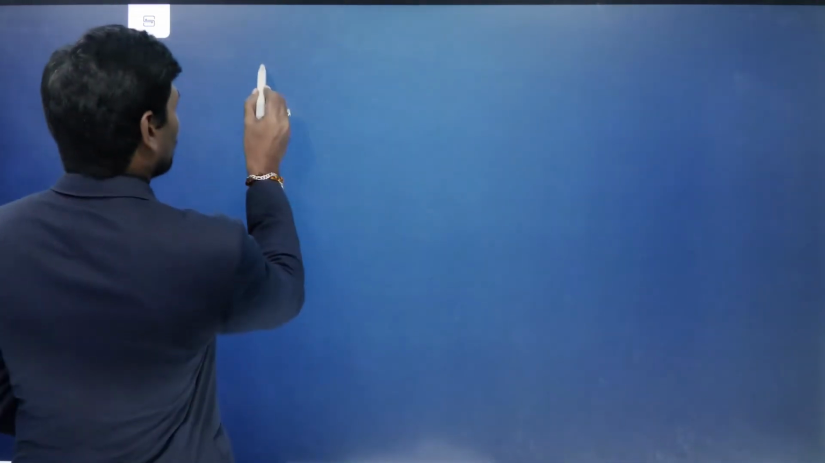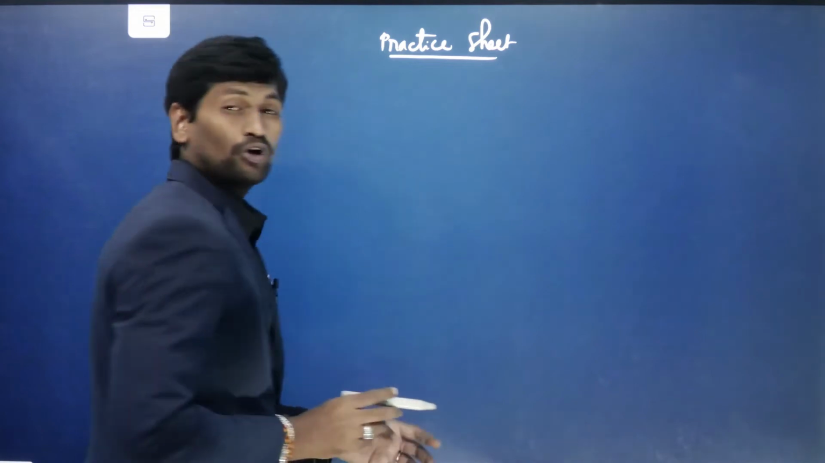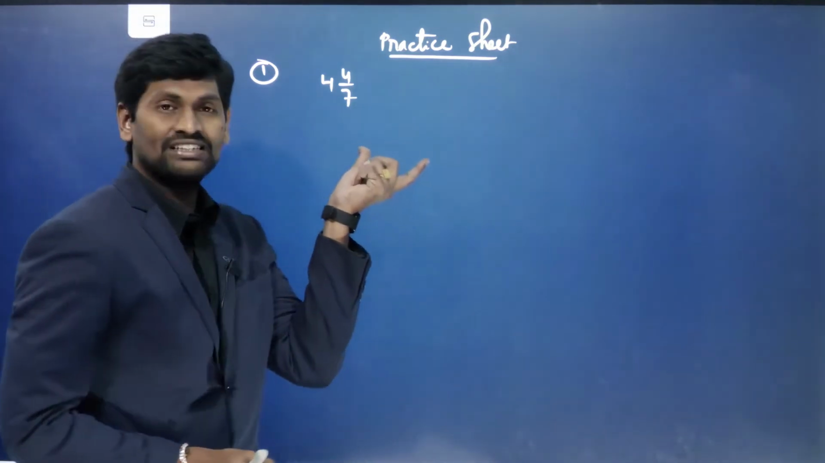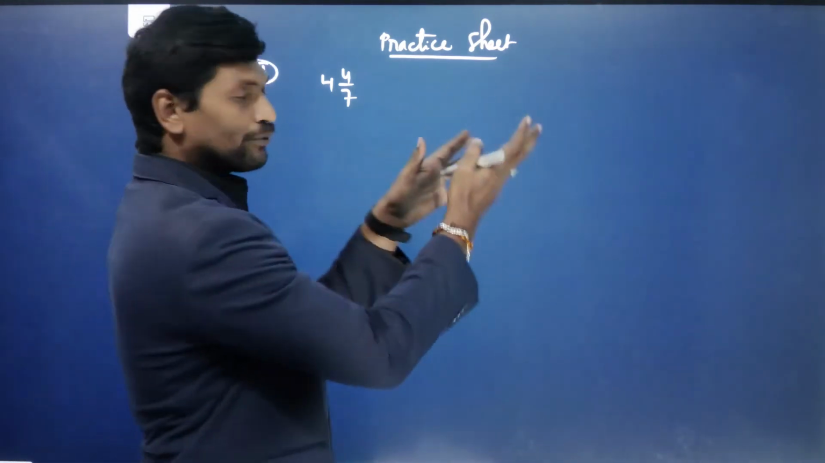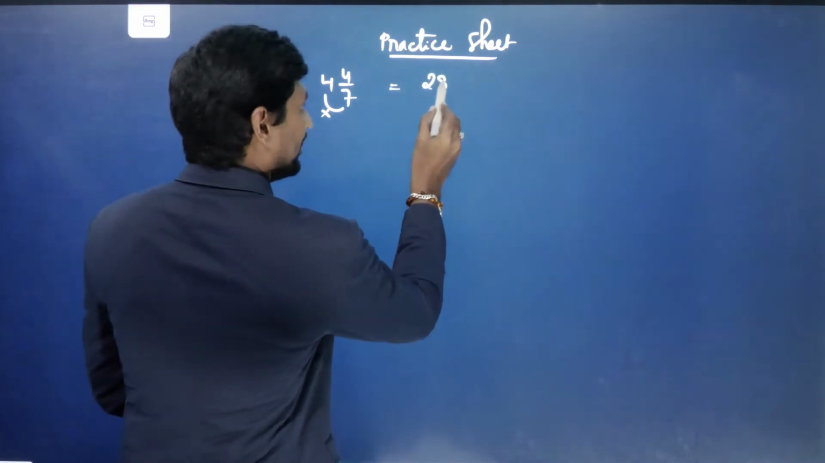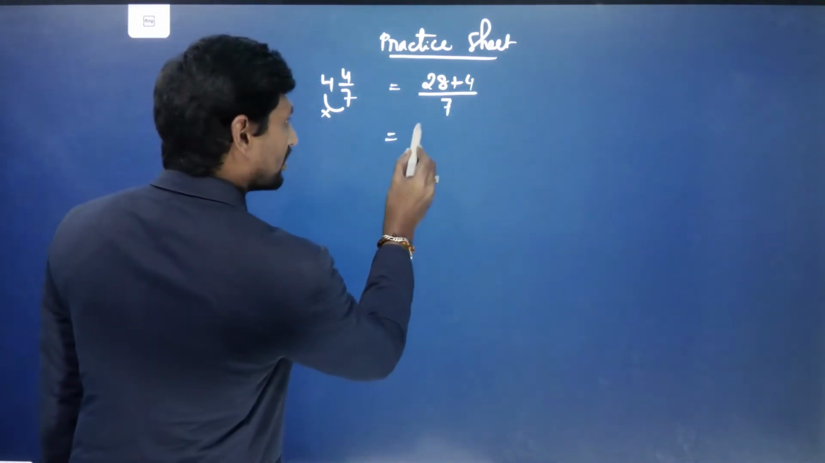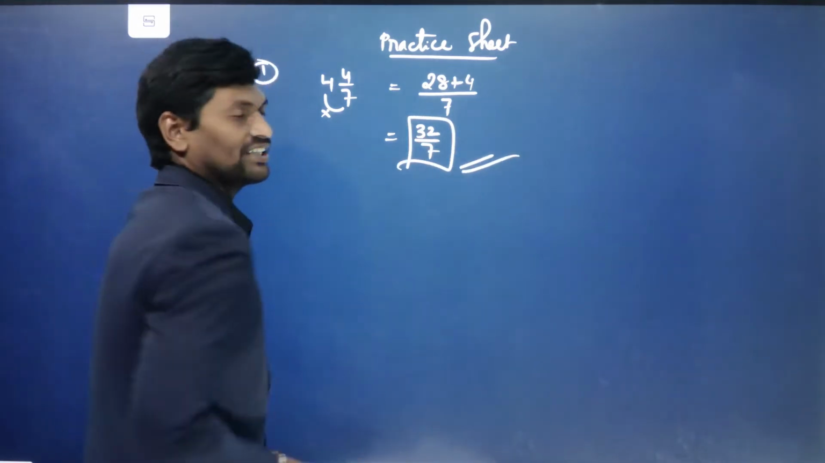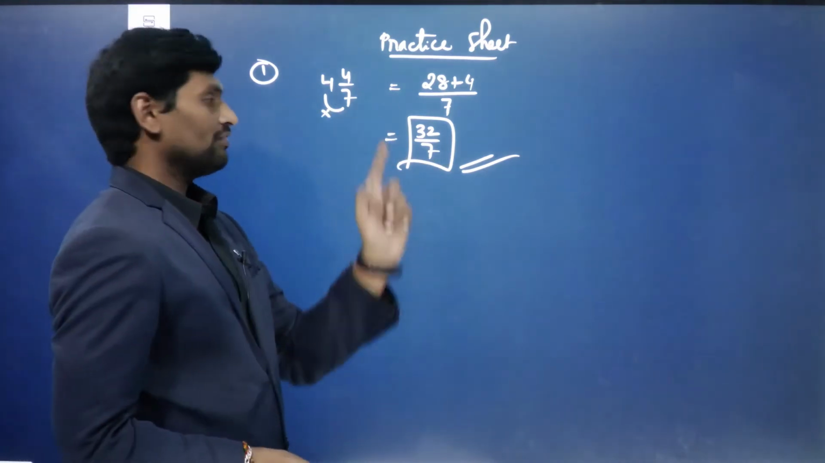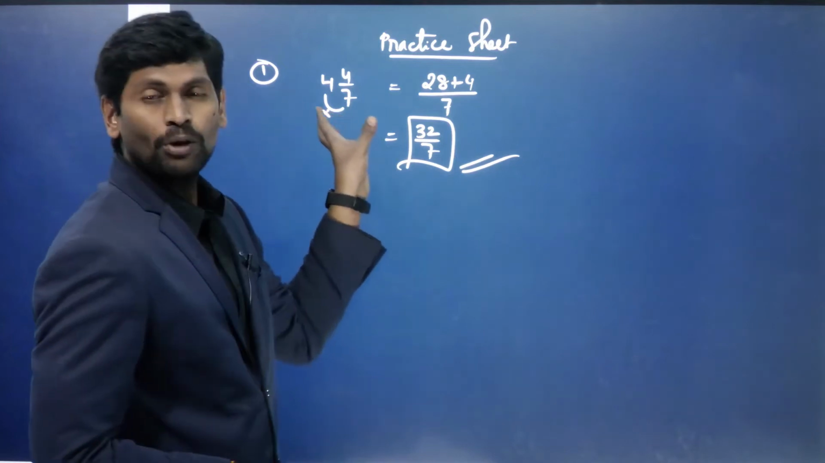These are the sums from the practice sheet. Improper fraction of 4 by 7. While observing this, it is in mixed fractional form. To convert this mixed fraction into an improper fraction, we need to multiply 4 sevens 28, 28 plus numerator 4, that is 28 plus 4 by 7. 28 plus 4 is 32, so 32 by 7. Therefore, the improper fraction of 4 by 7 is 32 by 7. Denominator does not change, only the numerator changes. Okay? So this is the improper fraction of 4 by 7.